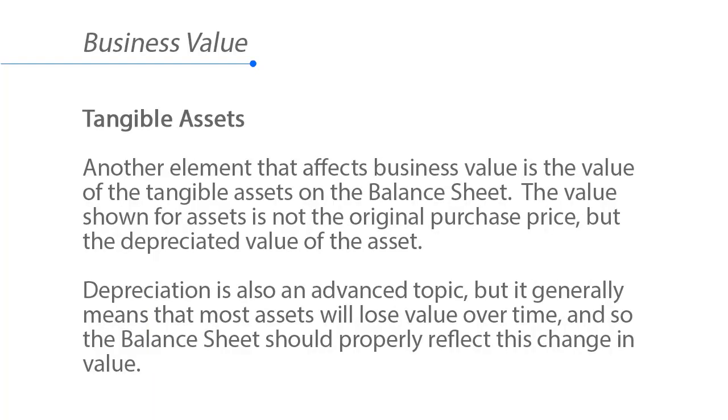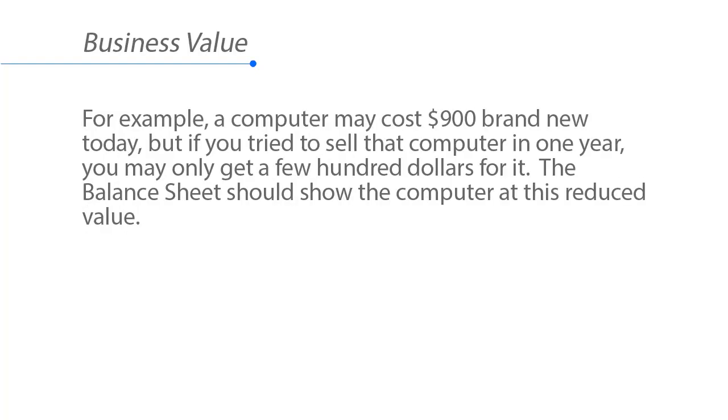Tangible assets. Another element that affects business value is the value of tangible assets on the balance sheet. The value shown for assets is not the original purchase price, but the depreciated value of the asset. Depreciation is also an advanced topic, but it generally means that most assets will lose value over time. And so the balance sheet should properly reflect this change in value. For example, a computer may cost $900 brand new today, but if you tried to sell that computer in 1 year, you may only get a few $100s for it. The balance sheet should show the computer at its reduced value.